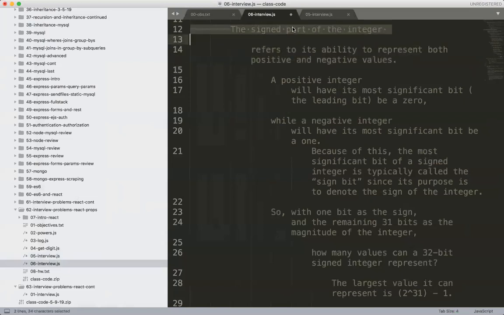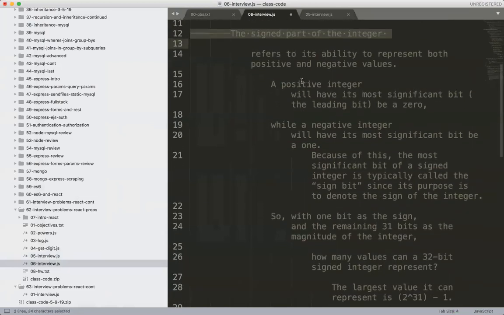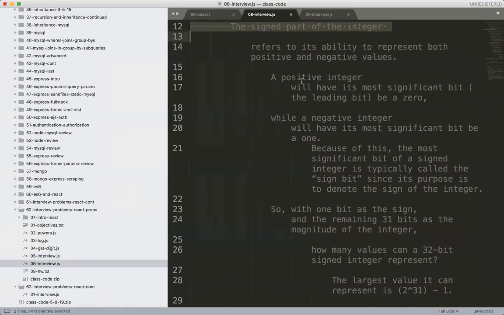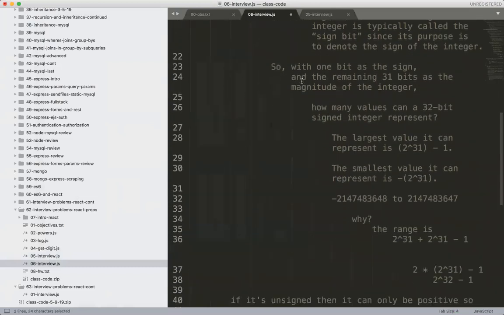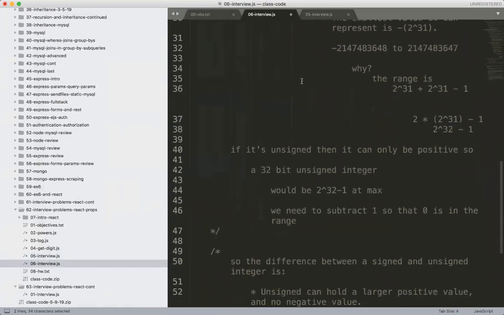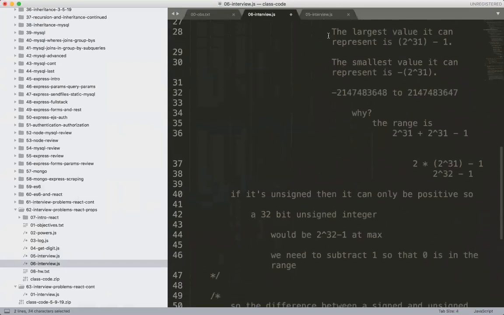But if you have a signed integer, it can be positive or negative. Because it can also be negative, one of the 32 bits has to be allocated towards the sign, positive or negative. And so over here, if you have a 32-bit signed number, the lowest it could possibly be is 2 to the 31 minus 1.